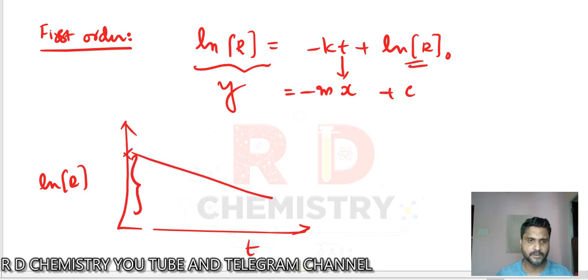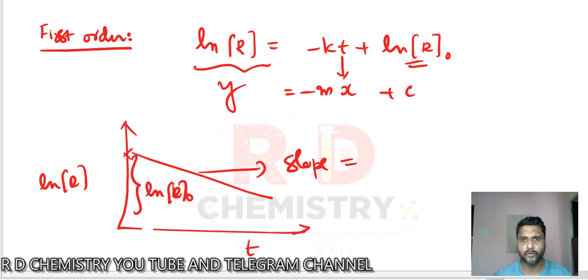So this is the intercept. This intercept is equal to ln r naught. And suppose I plot the slope for this. So slope will be equal to minus m, that is equal to minus k, or k is equal to minus slope. Okay, right?